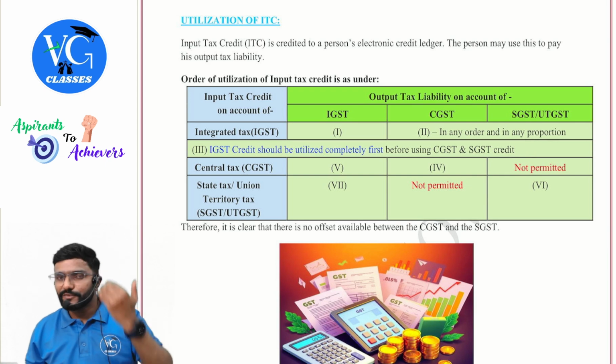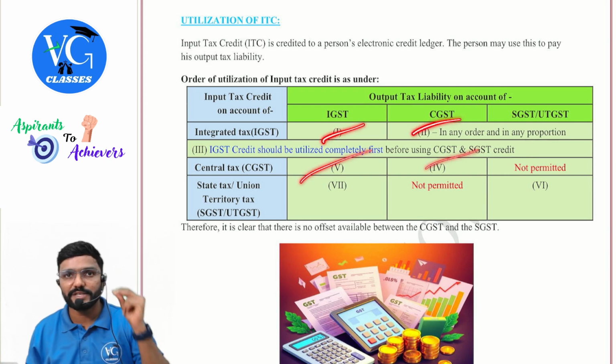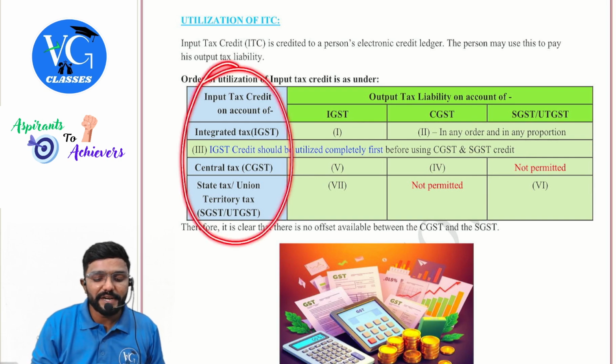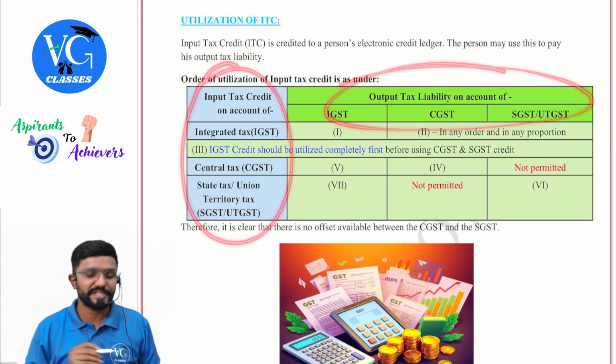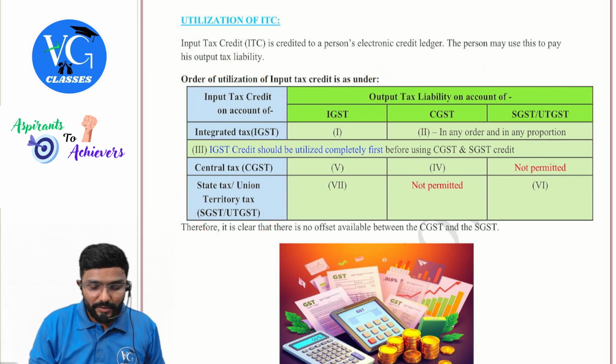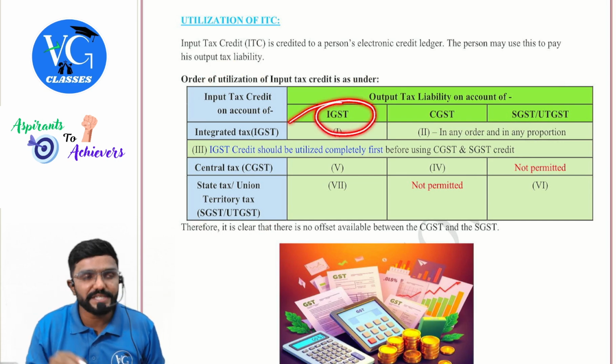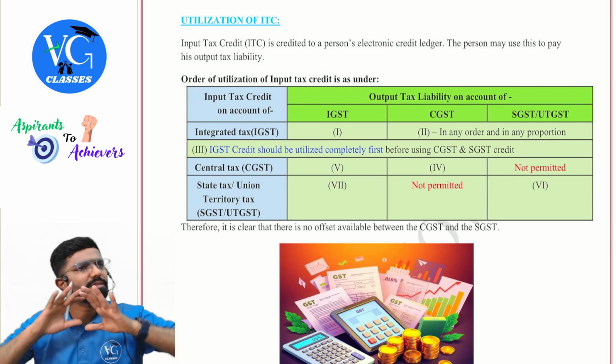Okay, sir. Please follow the same sequence. Numbering whatever I have given is important, guys. First, always IG. Whatever I have given is credit here. Whatever is here is liabilities, guys. First, input tax credit of IGST has to be used against what? IGST liability. If it is already over, stop it.